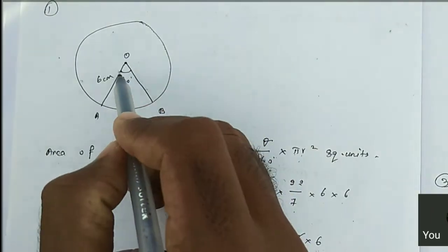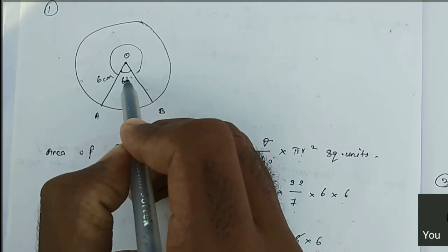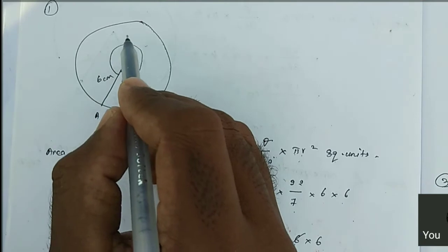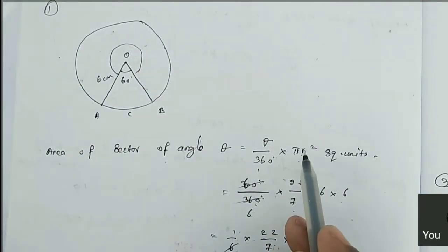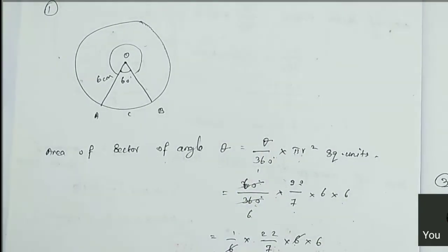We can subtract angle. We know that it is 360 degree. So 360 minus 60, 300. So now instead of theta, you can put 300. 300 by 360 into pi r squared, right? Super. That is also one of the methods of finding a major sector. Now they didn't ask a major sector here, only minor sector. So next problem, problem number 2.